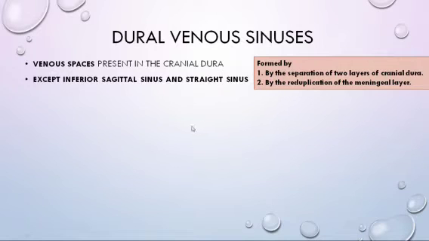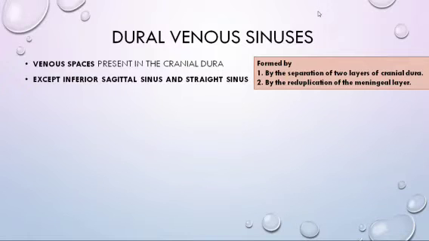Okay. So actually all over the body you have veins, but surrounding the brain, in between the endothelial and meningeal layer of cranial dura, you have venous sinuses. So they are nothing but the venous spaces present in the cranial dura. That is mainly formed by the separation of the two layers, that is endothelial and meningeal layer, and also it is formed by the reduplication of the meningeal layer.